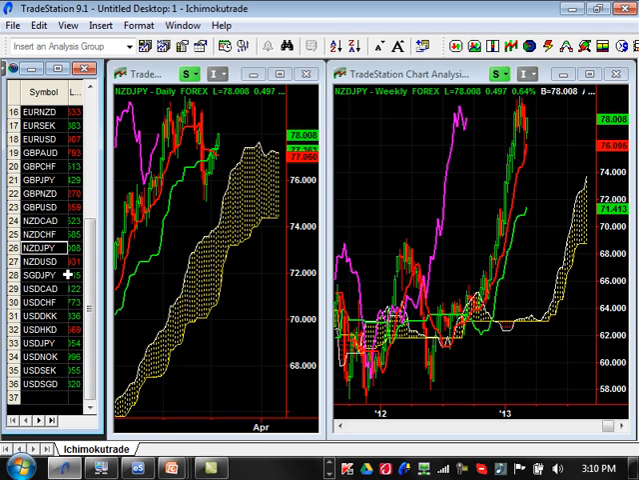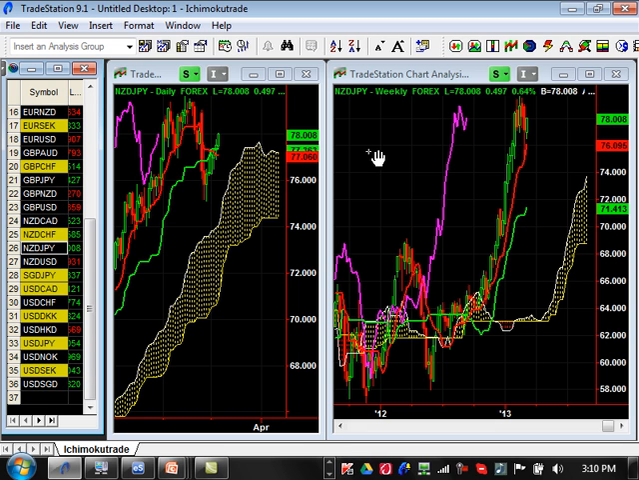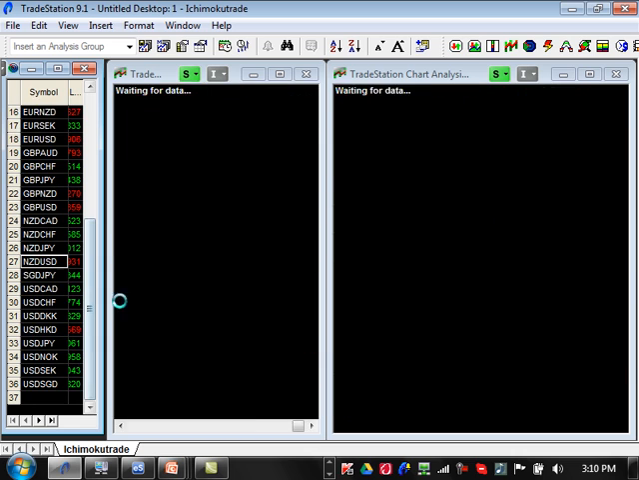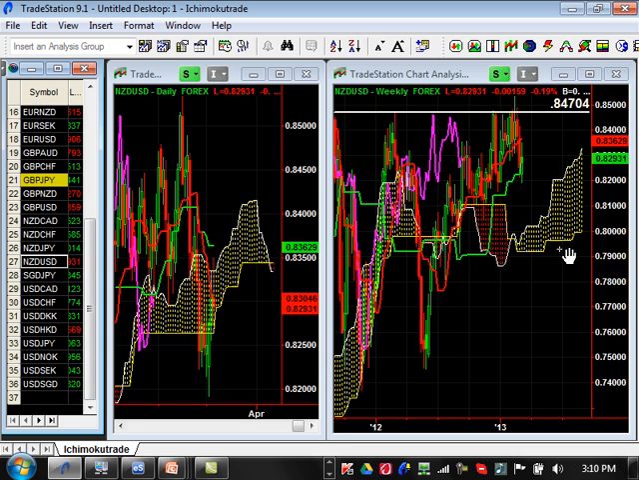New Zealand Yen, if you look here, this is trending on both the daily and weekly. It held this minor support at 76.09, and it looks like it's trying to retest a high, which is getting close to about 80.